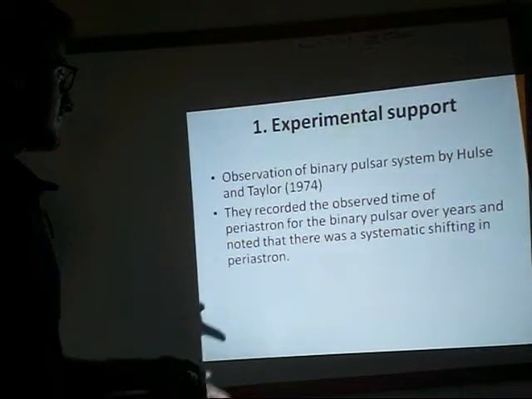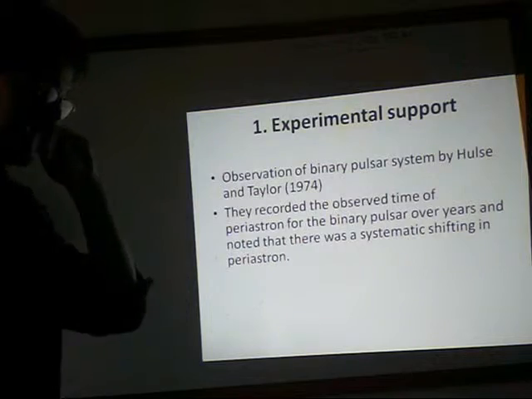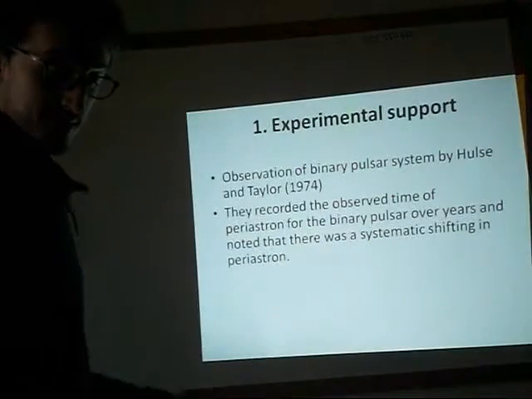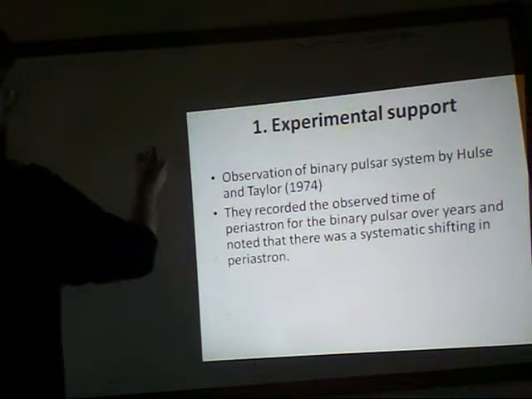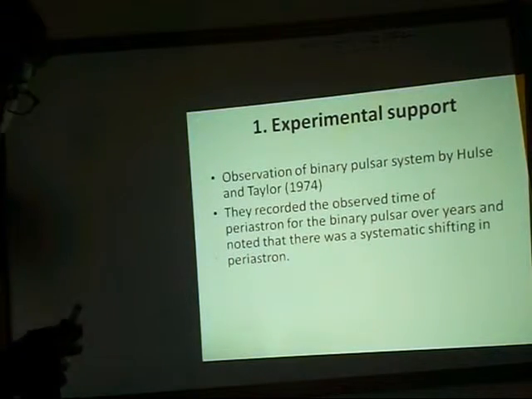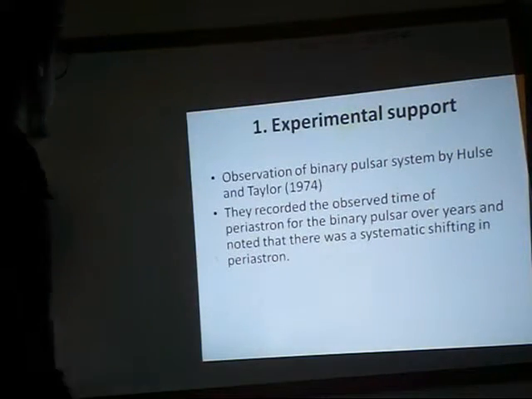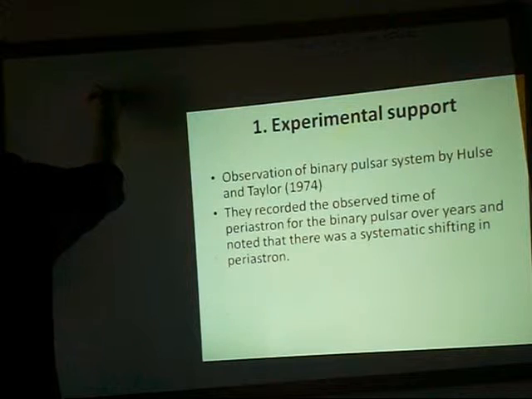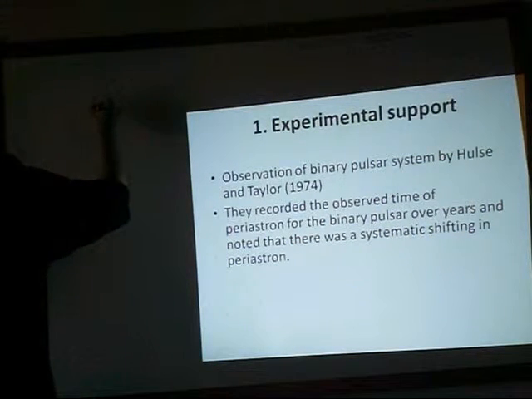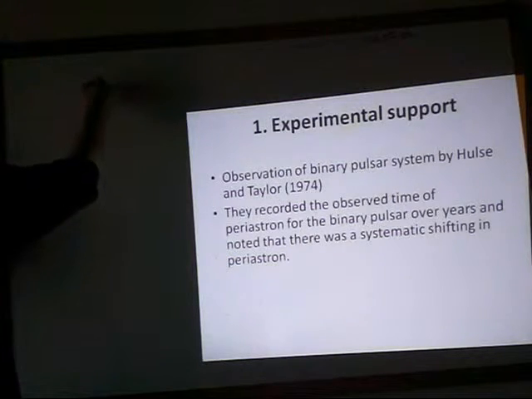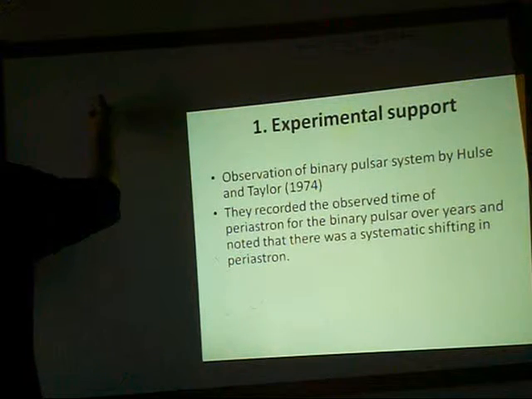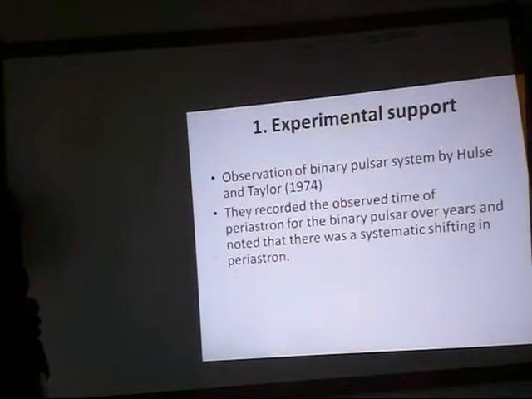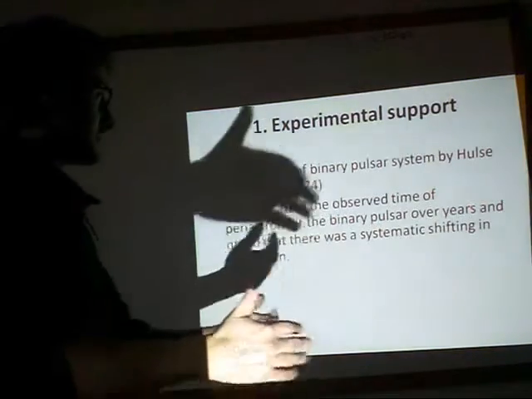And he recorded the observed time of periastron. Periastron is the shortest distance of an elliptical orbit to its center of mass. It's the place where the distance is minimum. He noted that there is a systematic shifting in periastron.